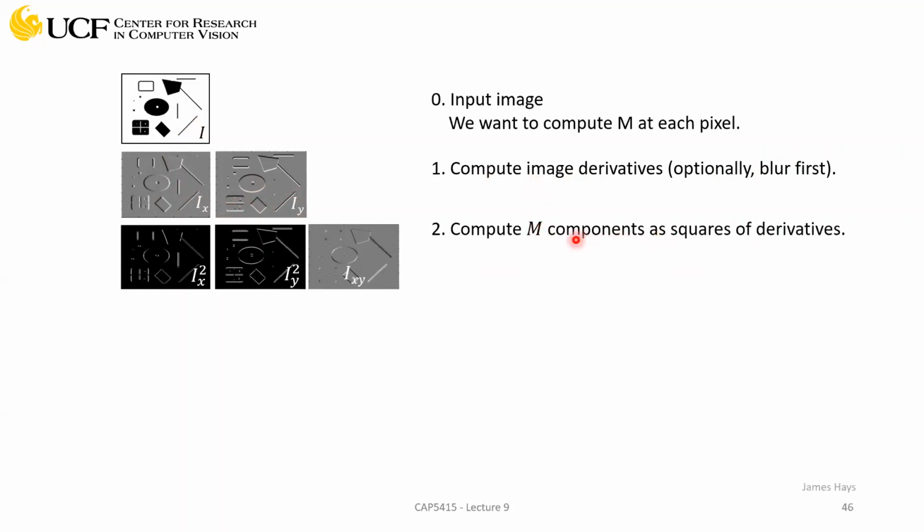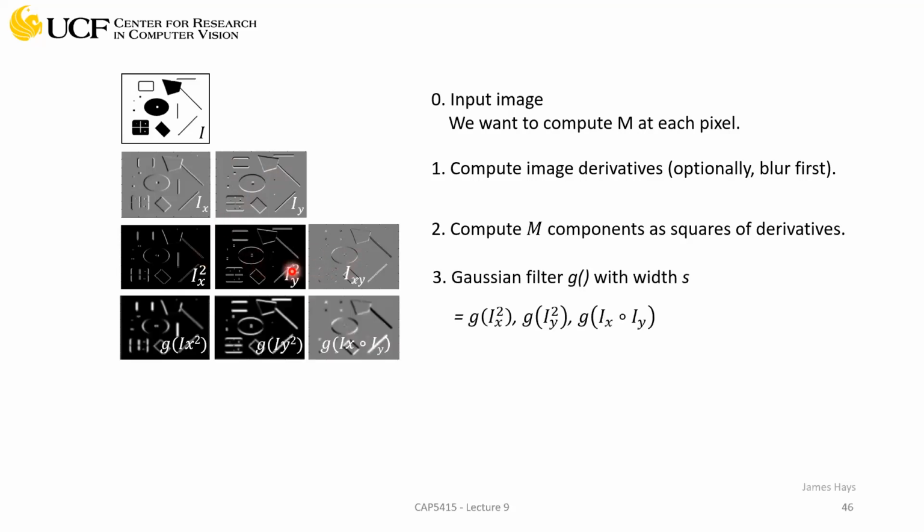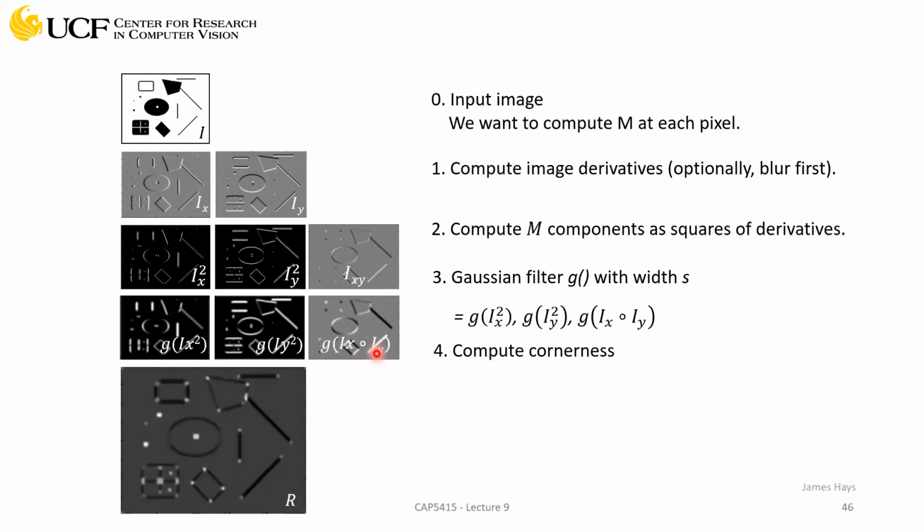For the components of M, you have to compute Ix squared, Iy squared, and then you multiply to get IxIy. You can just use this, and you get these matrices. Now you'll have to perform Gaussian smoothing on these maps.